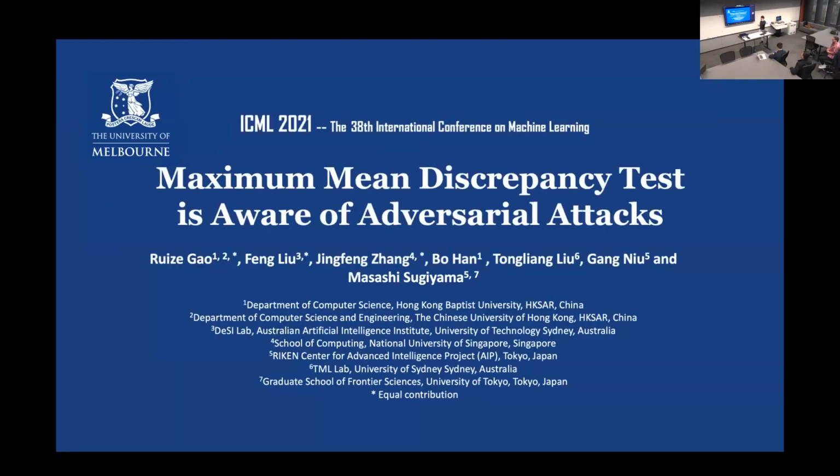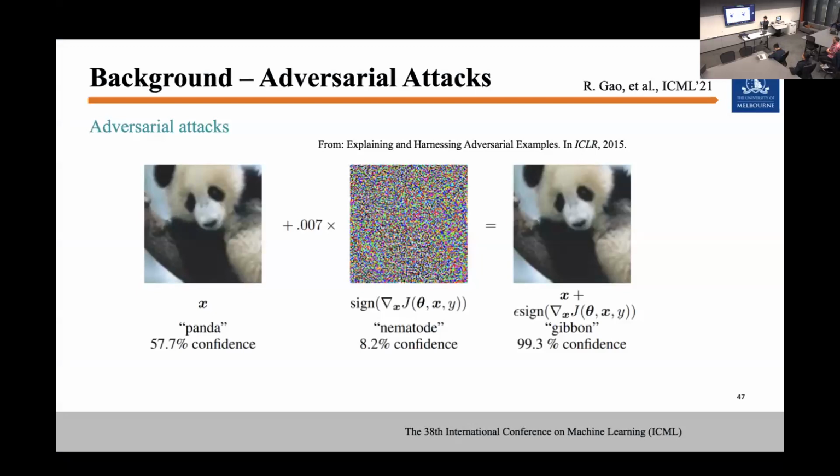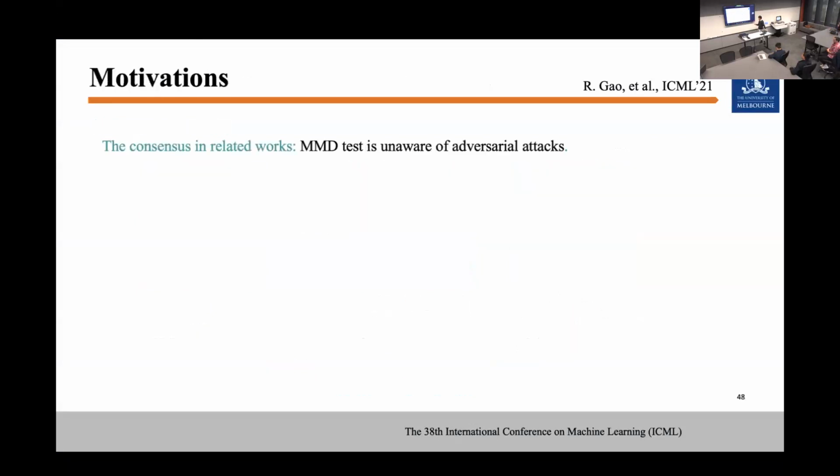It's maximum discrepancy is aware of adversarial attacks. I'm grateful to work with Razor, Jinfeng, Bo, Tongliang, Gang, and Masashi Sugiyama. It's an adversarial attack, and why it can be successful is because they have different distributions, which cause a significant error here.